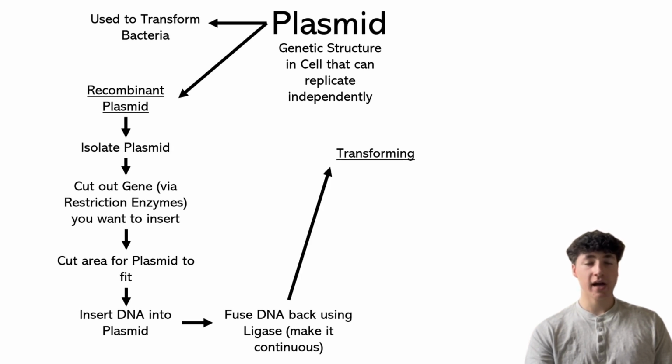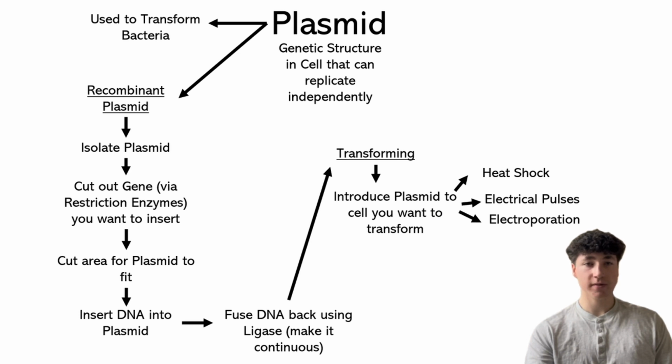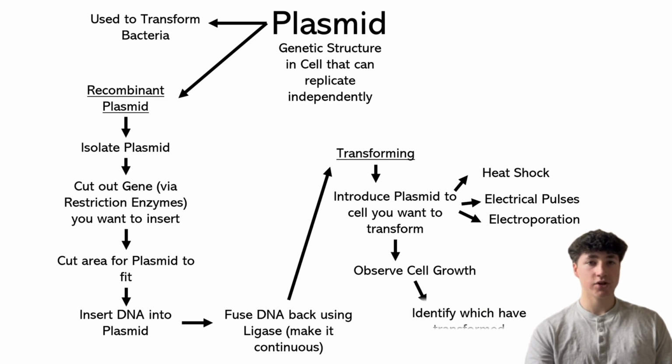Once you have made the recombinant plasmid, you must introduce it to the cell you want to transform. To allow the plasmid to be inserted, scientists will often heat shock the membrane. Additionally, scientists can use electroporation or electrical pulses to create holes in the membrane to allow the plasmid to enter. Then you can observe the cells growing and eventually identify which ones have been transformed.